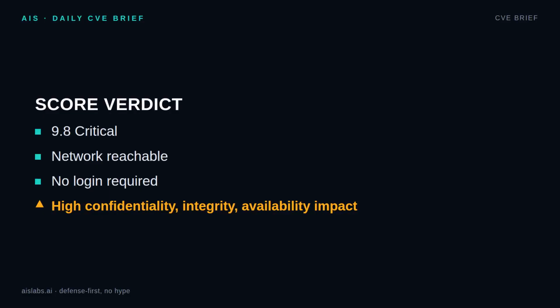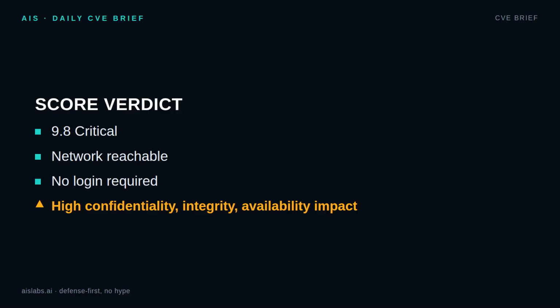The CVSS score is 9.8 critical. The two metrics that matter most for defenders are reachability and required access. The vector says network attack vector, low attack complexity, no privileges required, and no user interaction required. In practical terms, the vulnerability is dangerous because an attacker does not need an account and does not need to trick a user into clicking something first.